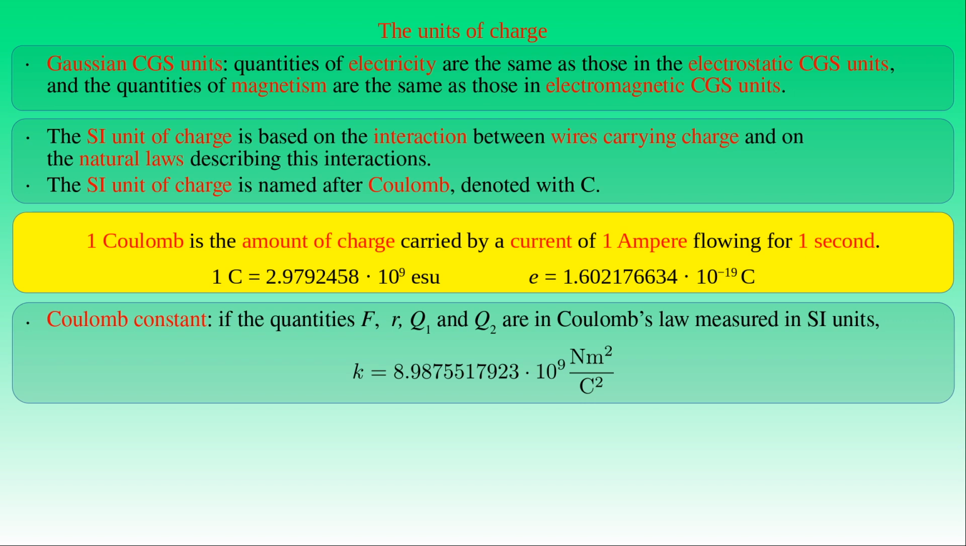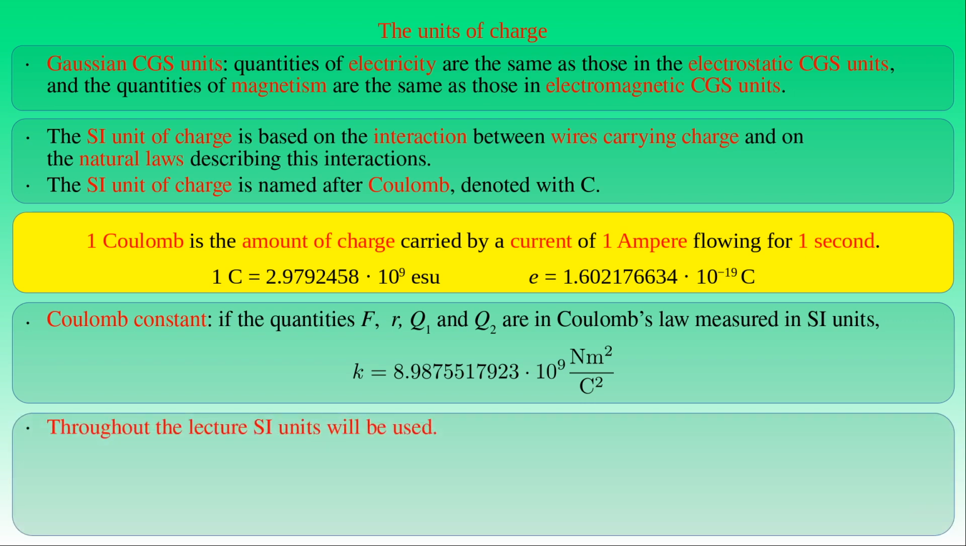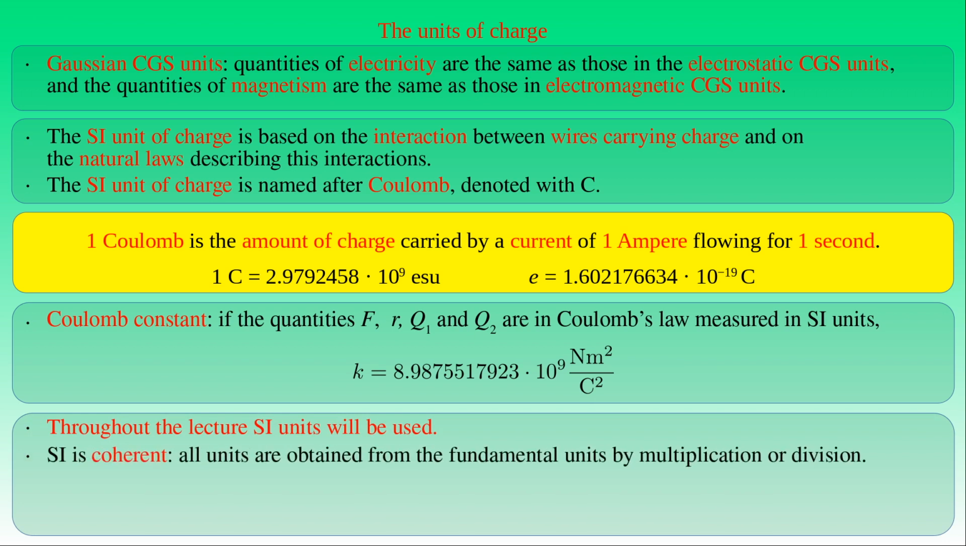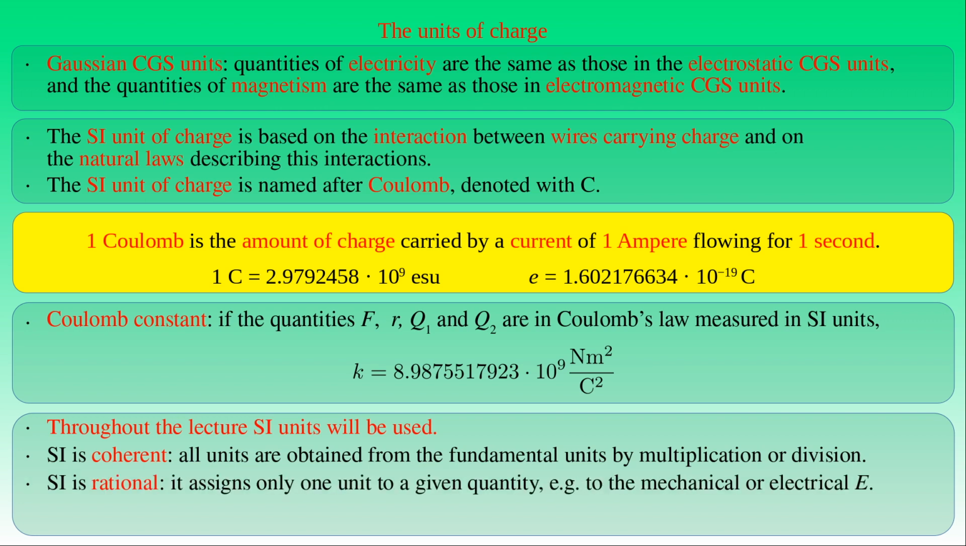Since the SI system has some advantages, we will use SI units. Firstly, the SI system is coherent, since all its units are obtained from the fundamental units by multiplication or division. Secondly, the SI system is rational, that is, it assigns only one unit to a given quantity, for example to the different types of energy, like mechanical, chemical or electrical energy. Lastly, the SI system is absolute, which means it does not contain gravitational units, that is, the gravitational acceleration g is eliminated from the formulae.